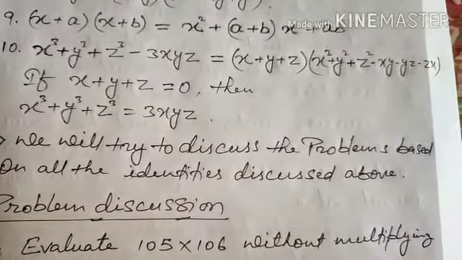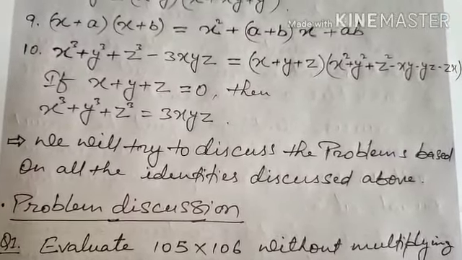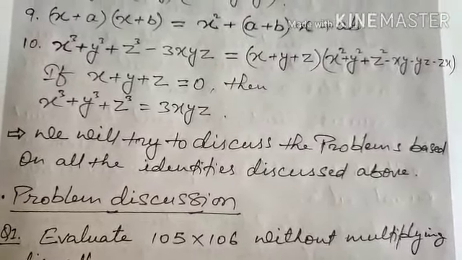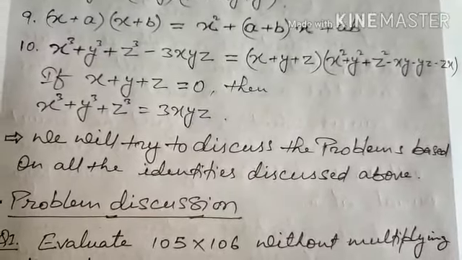Bracket closed, open new bracket, x square plus y square plus z square, now minus xy minus yz minus zx. This is very easy to remember.